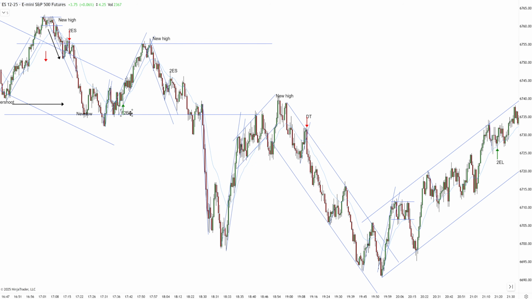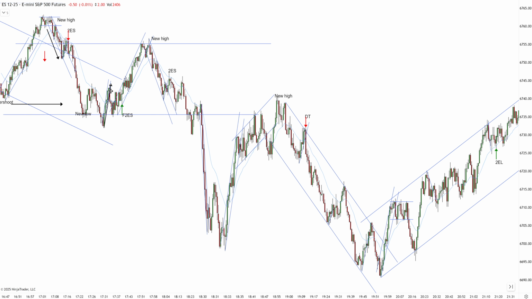Failed second entry short right here because you expect second leg for the first leg like this.